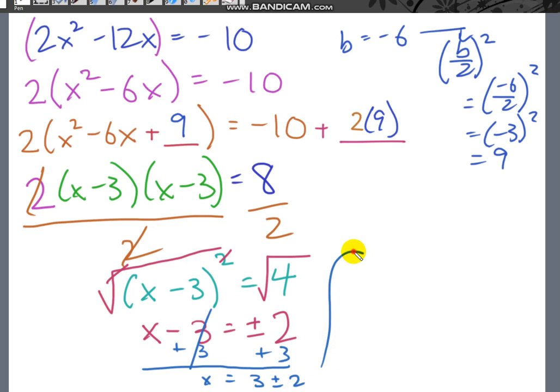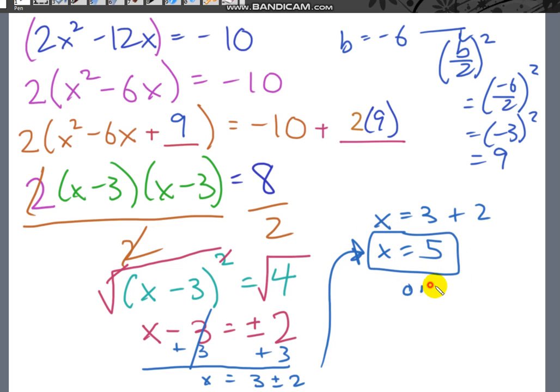So let me go ahead and write that up here. There are two possible solutions that we're looking at. We have x equals 3 plus 2, or x equals 3 minus 2. So basically what this means is x is going to equal 5 or 1, right? So let's go ahead and write that there. So x equals 3 plus 2, so this means x is equal to 5, or x equals 3 minus 2, so that means x is going to equal 1. So those are possible solutions to this problem.